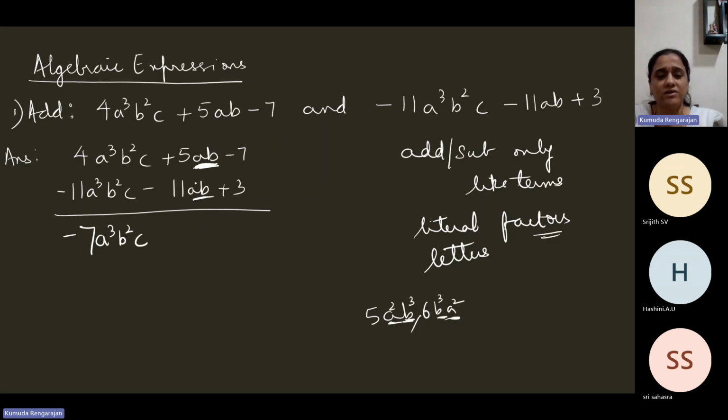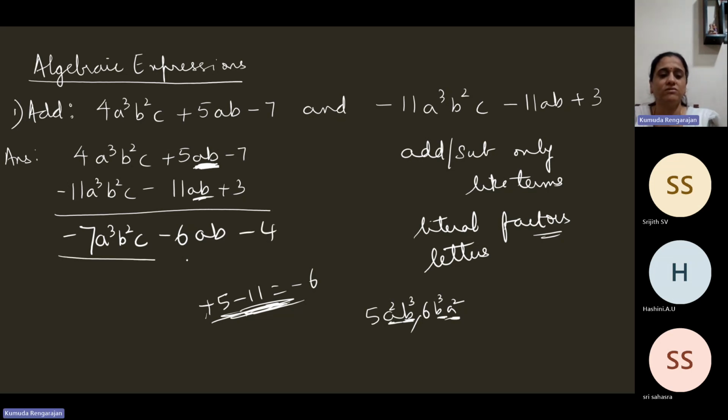As we just understood, you can add or subtract only like terms. So ab, plus 5 minus 11 is minus 6. This you know. This is just integer addition and subtraction. Same signs, add and put the same sign; different signs, subtract and put the sign of the greater number. Then minus 7 plus 3 is minus 4. This is the answer.